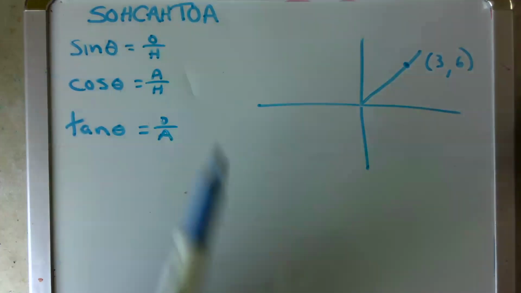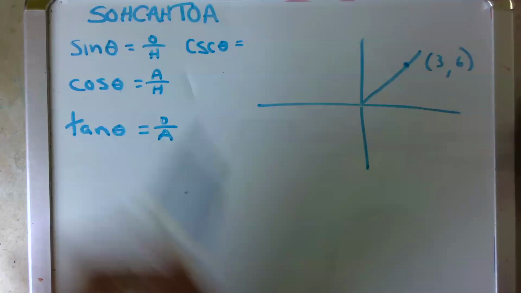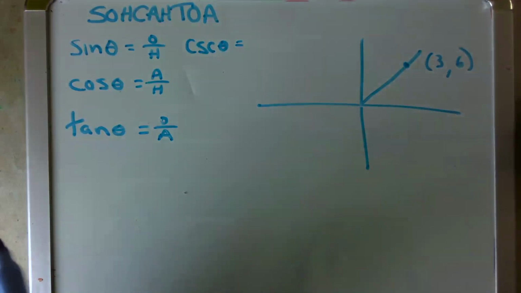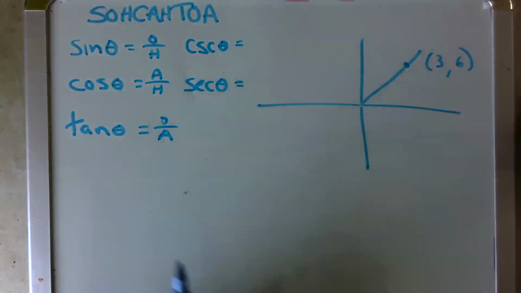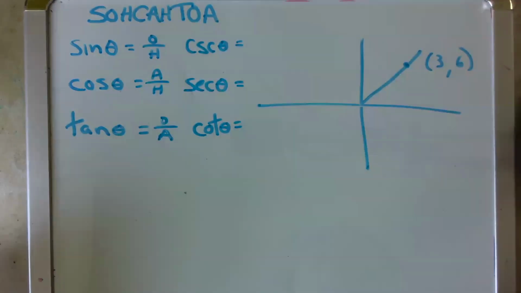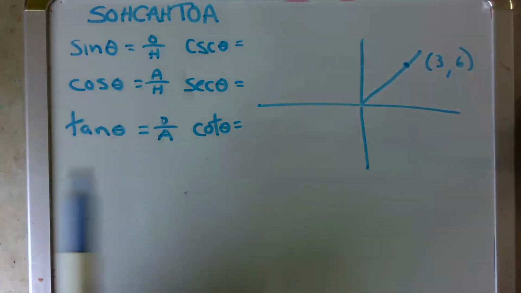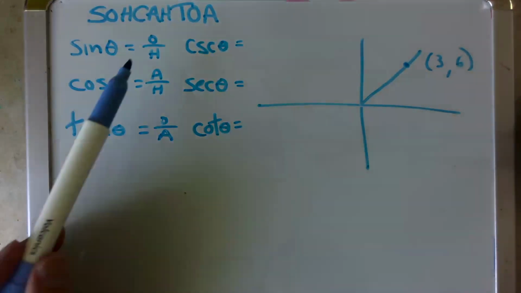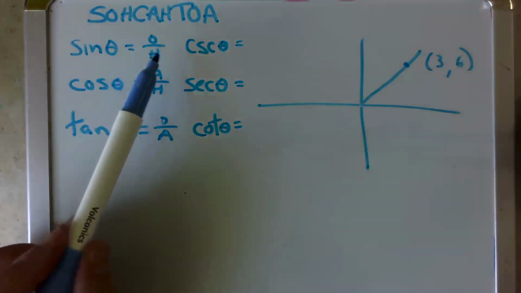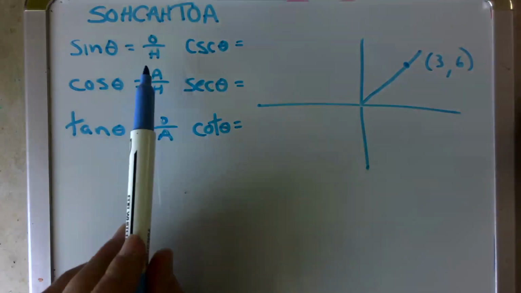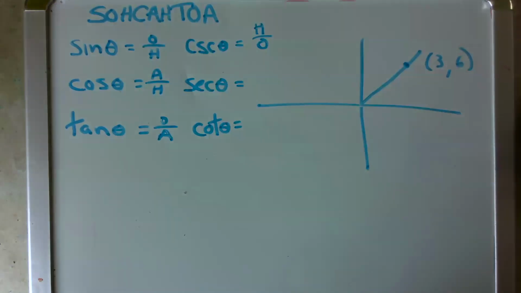All right, the next thing I'm going to do is write the cofunctions for each of these. Sine's cofunction is cosecant theta, cosine's cofunction is secant theta, and tan's cofunction is cotangent theta, and I'm going to remember that each of these cofunctions is the flip of the ratio. So cosecant is hypotenuse over opposite, and you can fill in these other two. All right, that is going to really guide me.